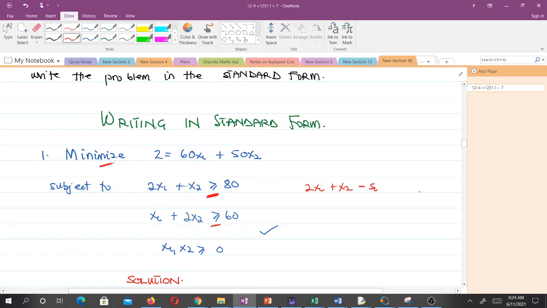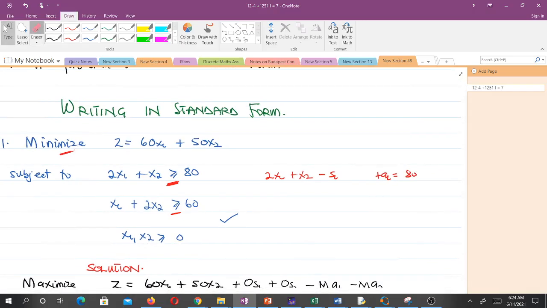But because we want to use a big M method to solve it, we have to bring an artificial variable a1 equals 80. I'll tell you the reason why we do that. Then the second one is going to be x1 plus 2x2 minus s2 plus a2 equals 60.